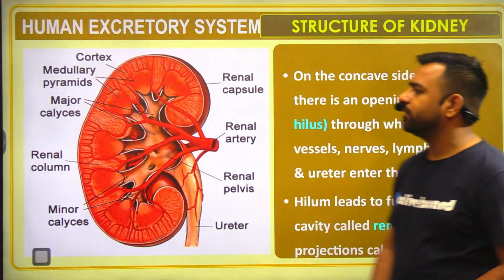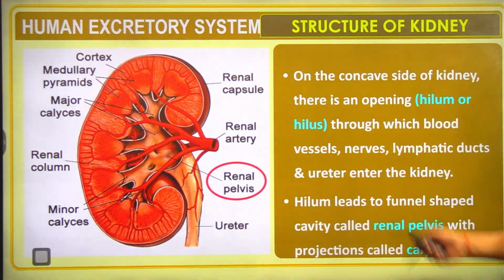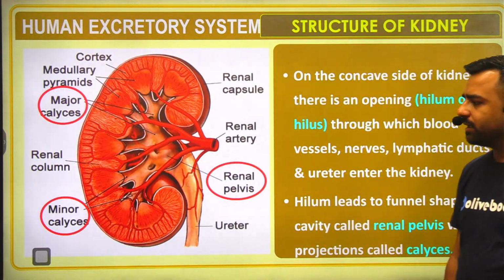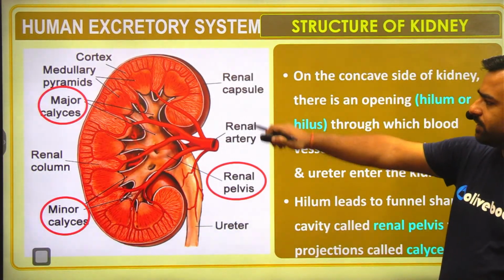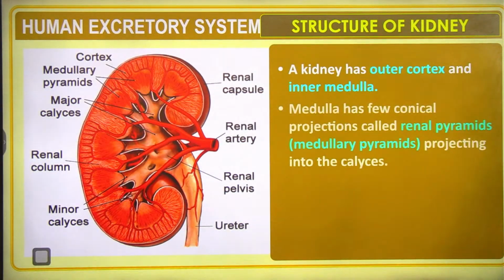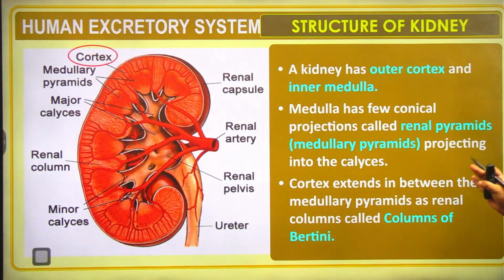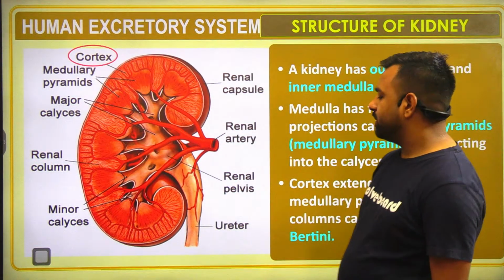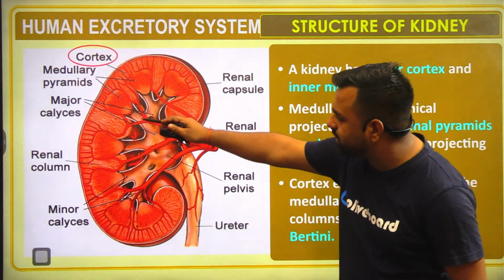Then proceeding further. Now guys, this was the renal pelvis. That's the minor calyces. That's the major calyces that's present here. Now a kidney has outer cortex and inner medulla. So that's the outer cortex, right? And then you will have inner medulla, which is present here.